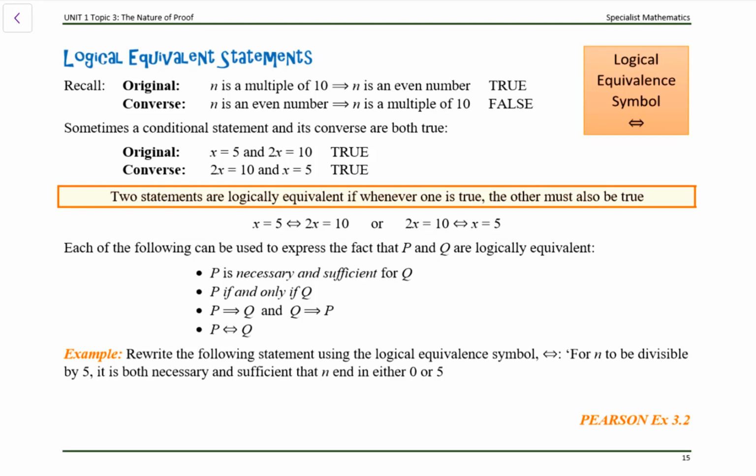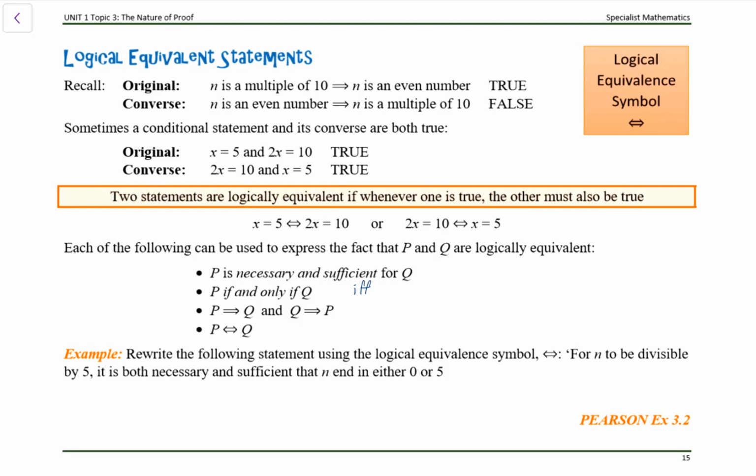So each of the following can be used to express the fact that P and Q are logically equivalent. P is necessary and sufficient for Q. P if and only if Q, and if and only if you sometimes see written as IFF. P implies Q and Q implies P. Or P is logically equivalent to Q.